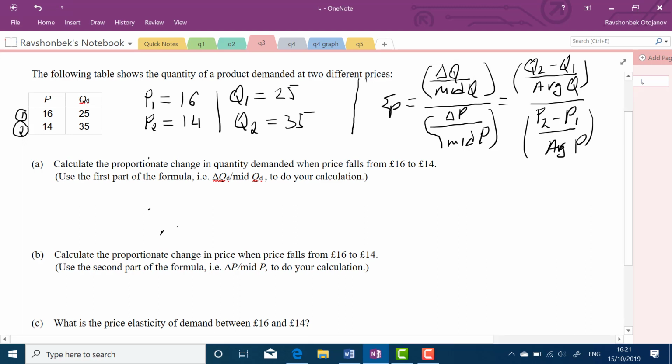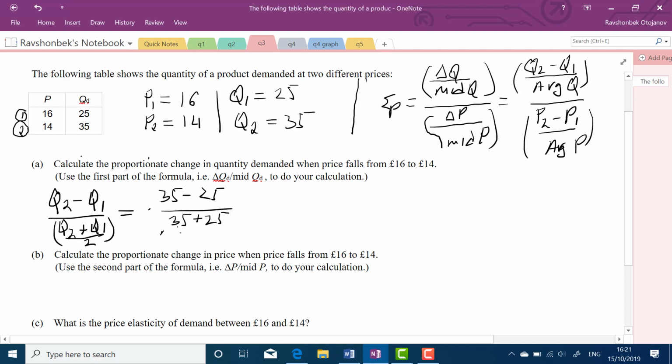Okay, let's check. So we just need to find the answer to the percentage change in quantity. So it's Q2 minus Q1 over the average of the two, (Q2 plus Q1) over 2. Quantity 2 is 35 minus 25, over the average of the two, 35 plus 25 over 2. 60 divided by 2 is 30. So what you have is 10 over 30, 1/3. 0.33. Okay, 0.33, thank you.